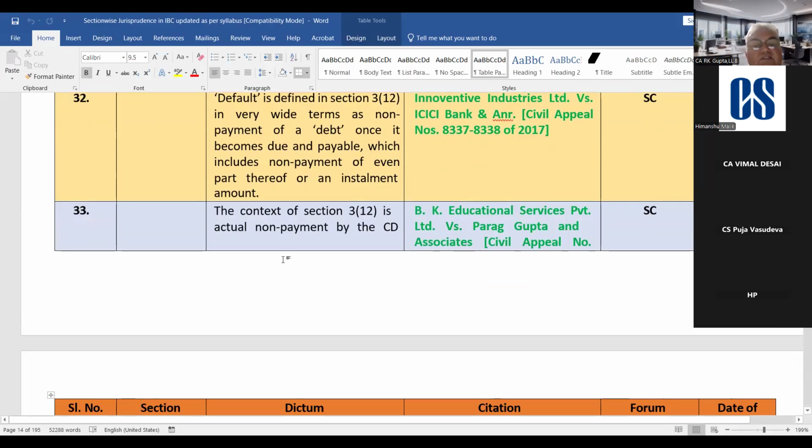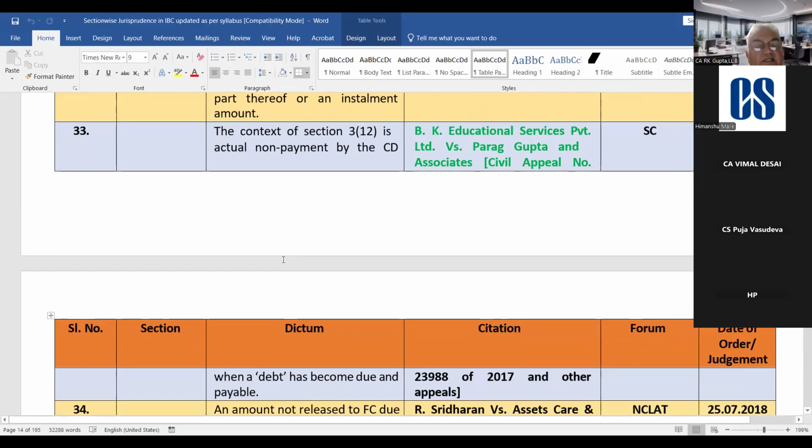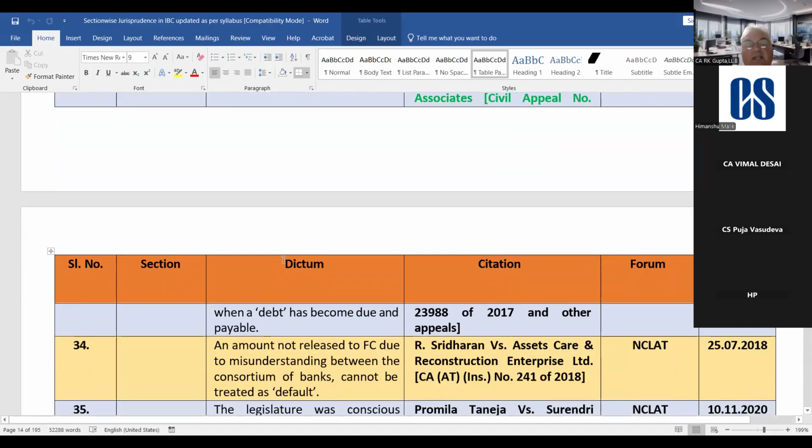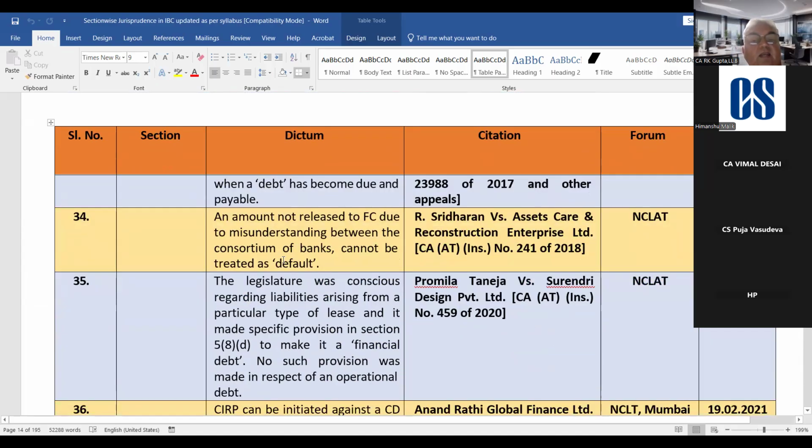The context of section 3 subsection 12 is actual non-payment by the CD when a debt has become due and payable. ठीक है? An amount not released to FC due to misunderstanding between the consortium of banks cannot be treated as default. ठीक है?